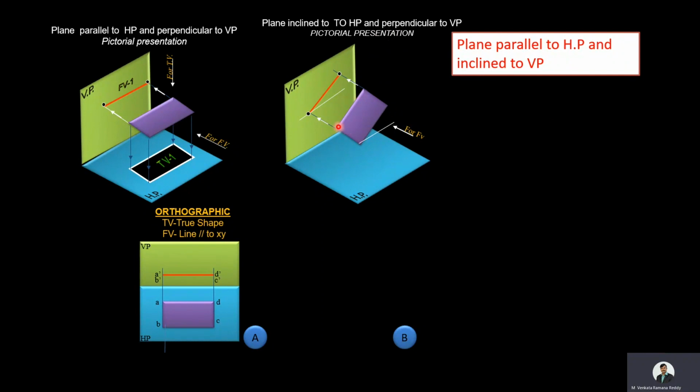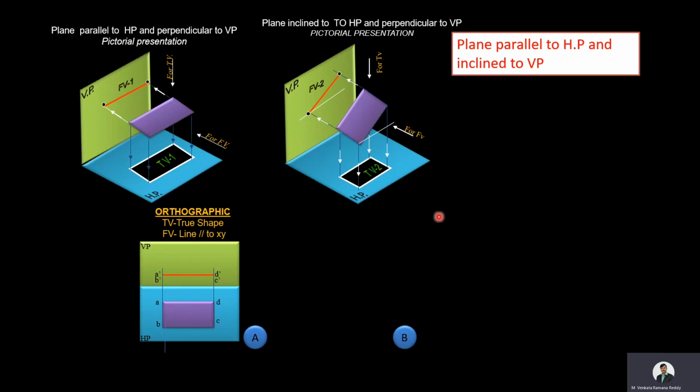Then draw top view. In the case of top view, draw projectors through A, B, C, D towards the horizontal plane. Then we got top view. This top view image is smaller than the first stage top view image. That is, the second stage top view image is smaller than the first stage top view image.